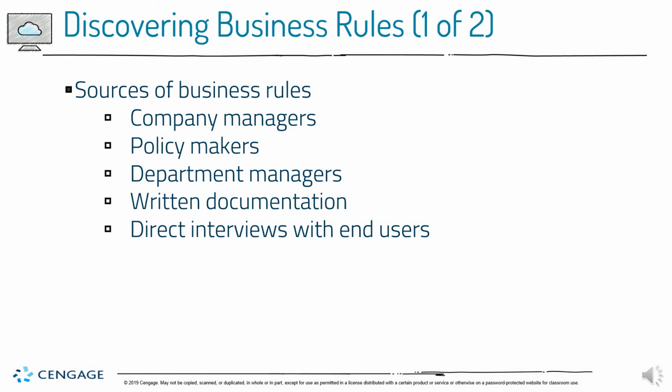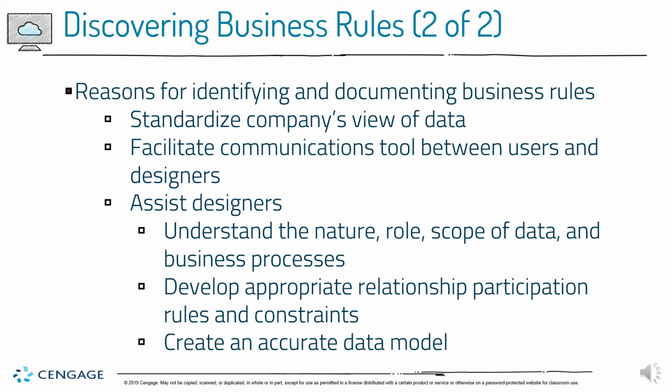The main sources of business rules are company managers, policymakers, department managers, and written documentation such as a company's procedures, standards, and operations manuals. A faster and more direct source of business rules is direct interviews with end users. The process of identifying and documenting business rules is essential to database design for several reasons. It helps to standardize the company's view of data. It can be a communication tool between users and designers.